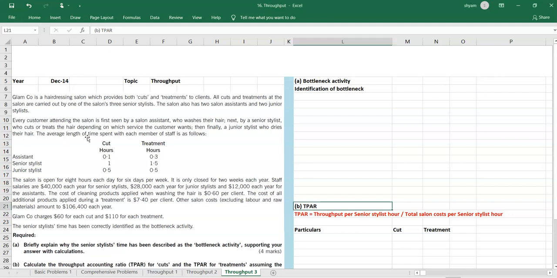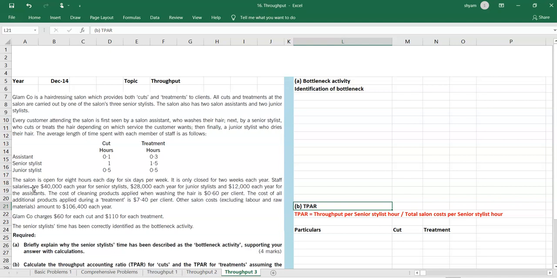If it's a cut service, it's this many hours, and treatment is this many hours. Assistant, senior stylist and junior stylist are used here. The salon is open for 8 hours each day for 6 days per week. So each day it is 8 hours multiplied by 6 days a week. How many weeks we don't know. It is only closed for 2 weeks each year. That means in 52 weeks, 2 weeks are closed, so 50 weeks they are operating. So it's going to be 8 into 6 into 50.